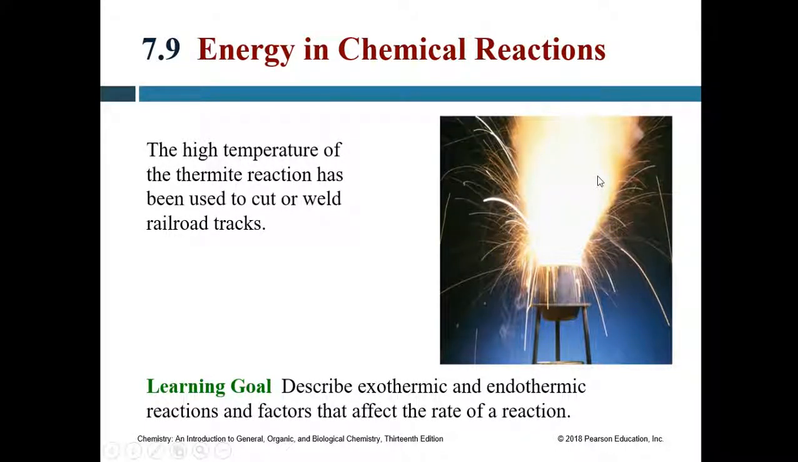Chapter 7, Section 9. Unlike the other sections in this chapter where you needed to learn one after another in order to do the final one and they all built on the other, this one is not that. However, the objective that I need you to understand in this section is things called endothermic and exothermic reactions. Now, this picture here shows an example of a thermite reaction.